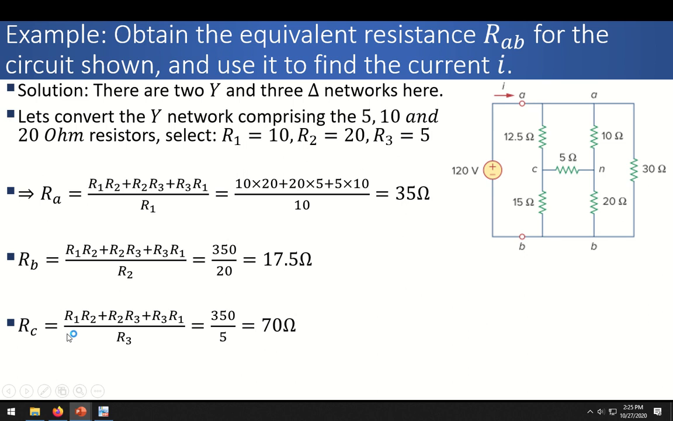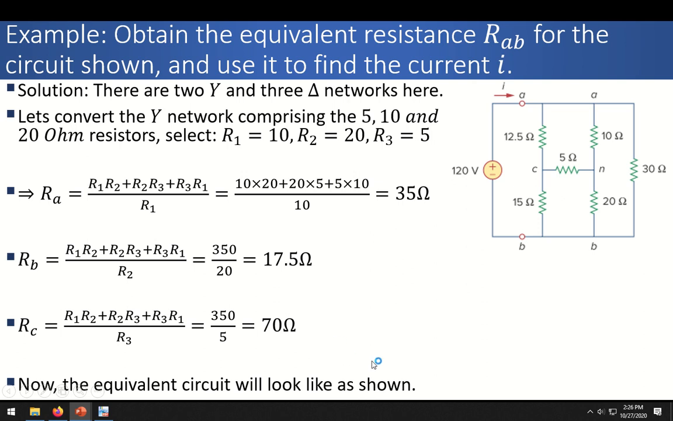Similarly, we can compute RC. So RC will be equal to R1 R2 plus R2 R3 plus R3 R1 divided by R3, because we are going to compute RC. So in the denominator there will be R3; the numerator in each case is the same. So this will be 350 divided by 5. So this is 70 ohms. So now we have RA, RB, RC. That is, now we have converted this Y network into the corresponding delta network. So now we can replace this Y network with the corresponding delta network whose resistances are these.